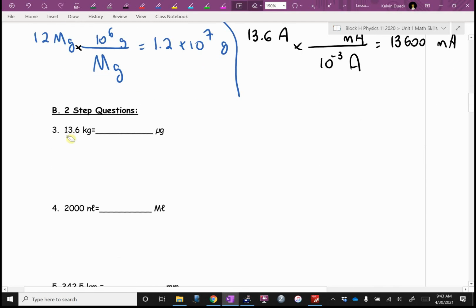We want to convert 13.6 kilograms to micrograms. We're not going to do that directly. We're going to do it in 2 steps. We're going to get rid of the kilo and then bring in the micro. And I'll show you what that's going to look like. First of all, what am I going to do first? So, 13.6 kilograms times.